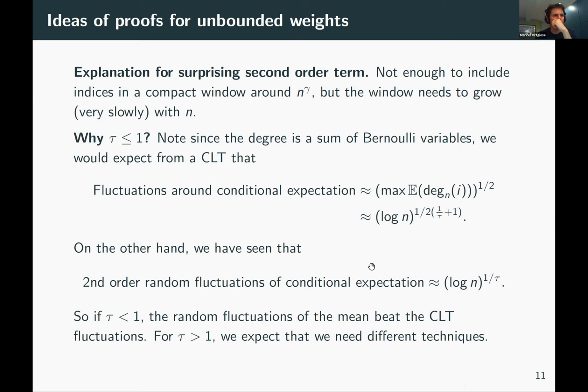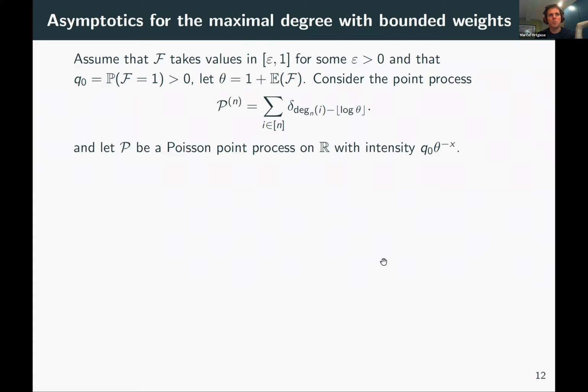And I can tell you a little about what happens in the case with bounded weights. That's the complete extreme, but if I had to guess, I would guess that something similar might work for tau bigger than one, but we're very far from that. Okay, but with bounded weights, we can do something.